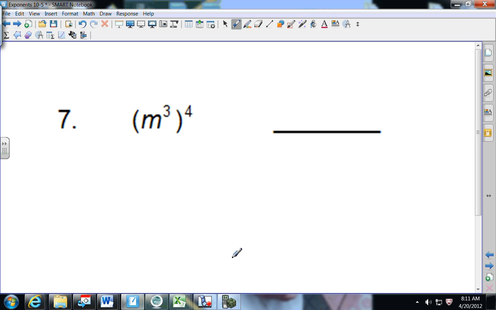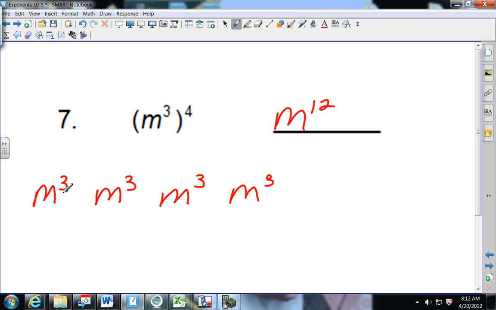Number 7, power to a power. You multiply. You should have gotten m to the 12th. How do you get that? It's because it's m to the 3rd power written 4 times, like that. And then you'd add them up.